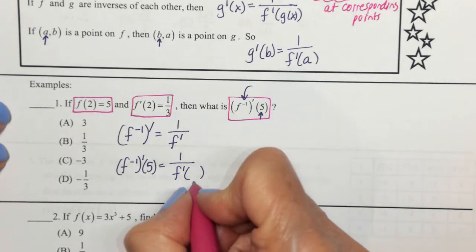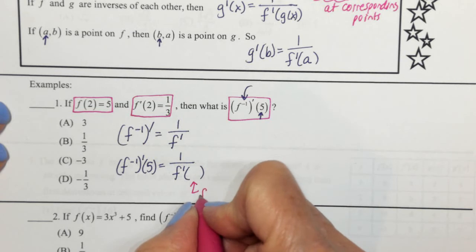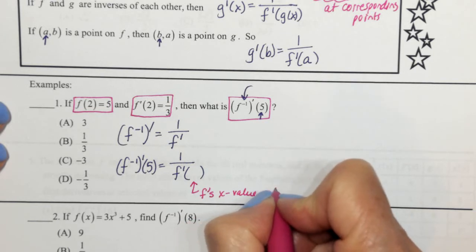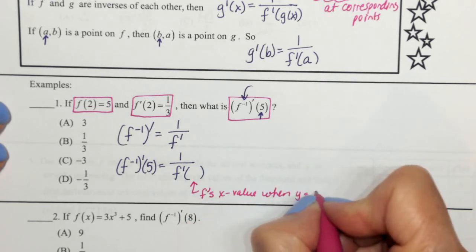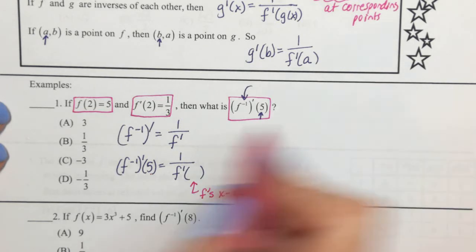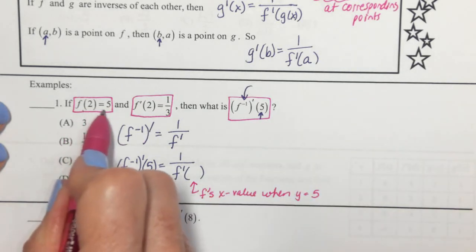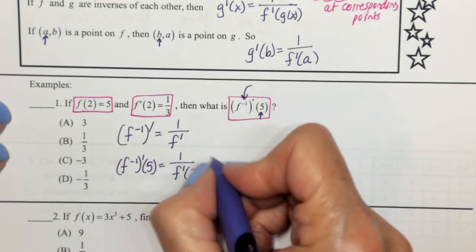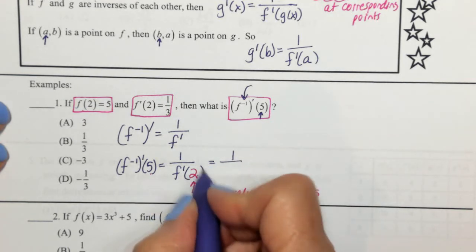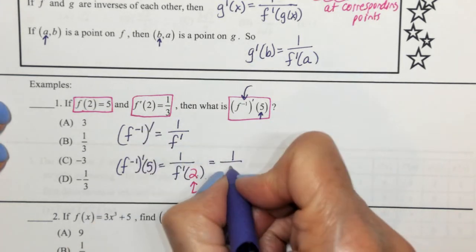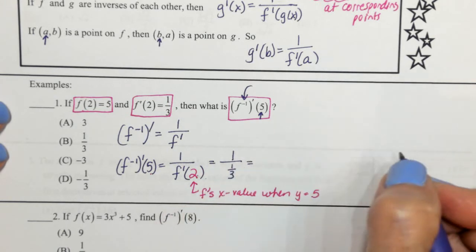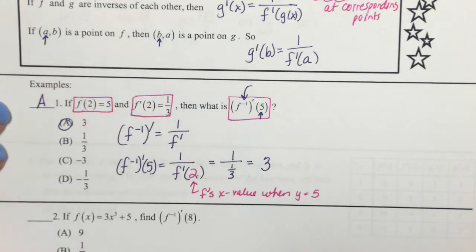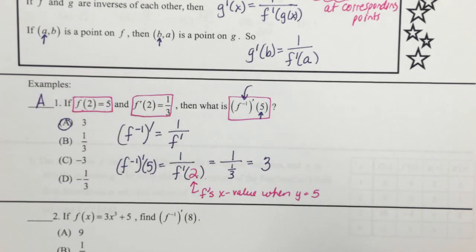So for the sake of your notes, this is F's X value when Y is 5. And when Y is 5, they gave us that x would be 2. And now we have 1 over f prime of 2, and they gave us f prime of 2 as well. F prime of 2 is 1/3. 1 over 1/3 is 3. So the derivative of f inverse at 5 is 3.